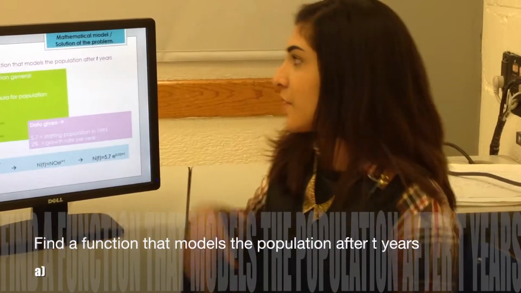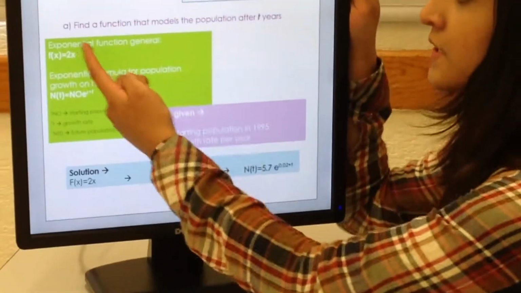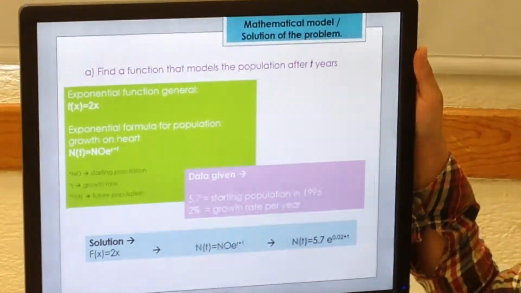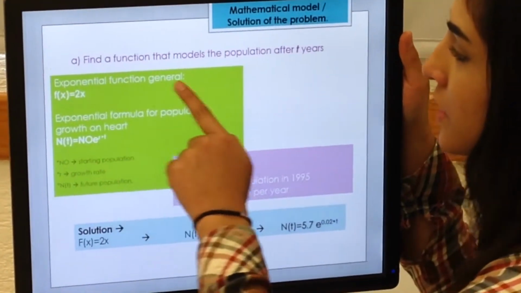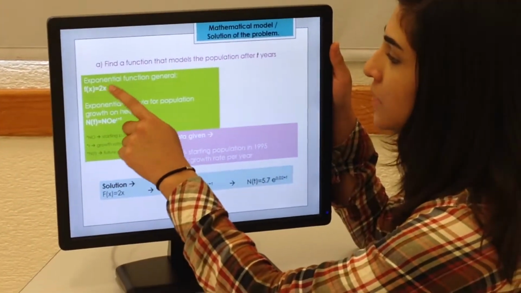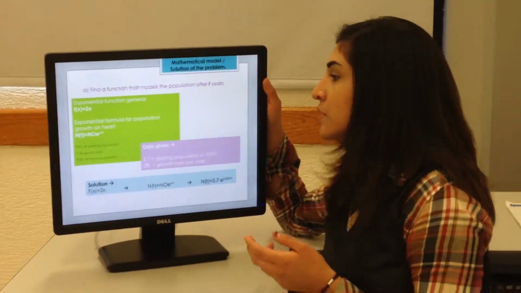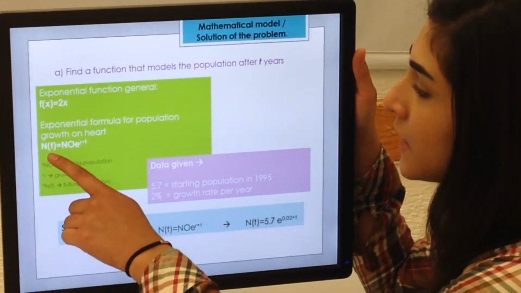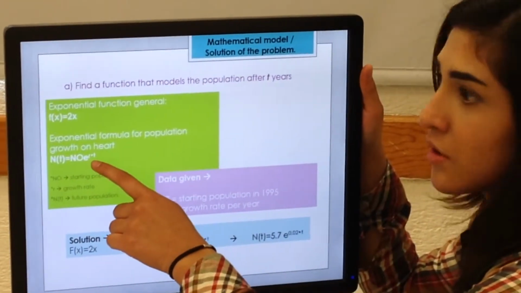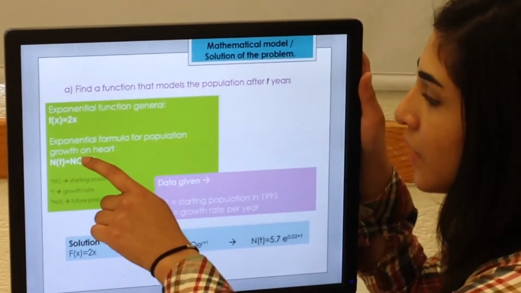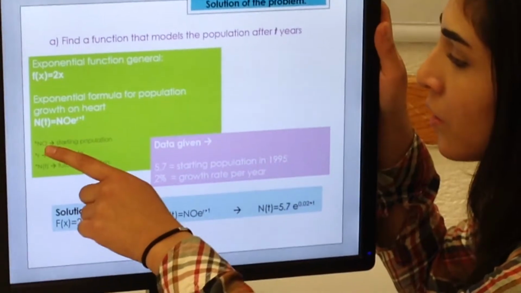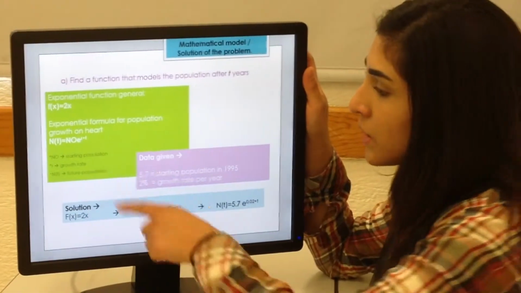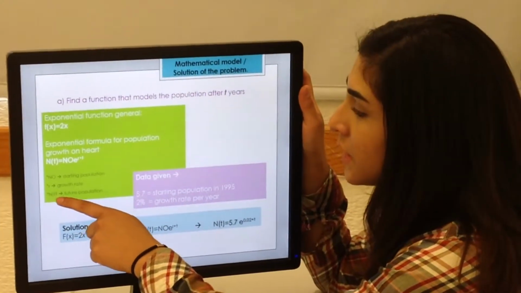Well, we are going to start to solve the problem, and the first one says that we have to find a function that models the population after t years. So we have here the general exponential function, f(x) equal to 2^x, but we found that there's a formula for population growth on Earth: N(t) is equal to N0 times e raised to r times t, where N0 is the starting population, r is the growth rate, and N(t) is the future population.